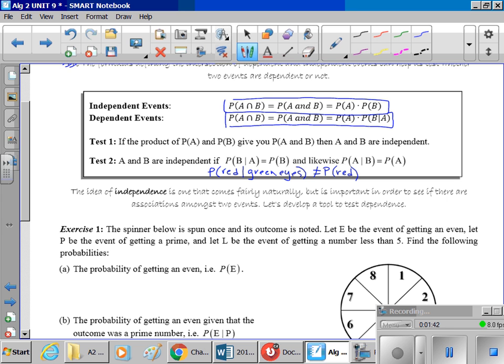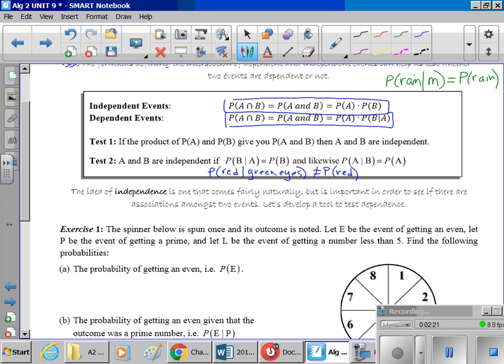So the idea of having red hair was dependent on having green eyes. And likewise, it's the same thing if you just switch them. The probability of A given B is the probability of A if they were equal. For example, let's say the probability it's going to rain given that it's a Monday. Well, that would still be the probability it's going to rain. They would be equal to each other.